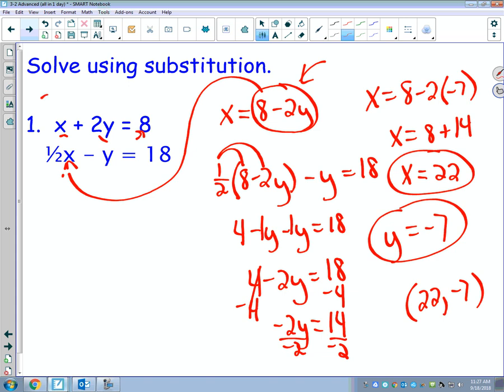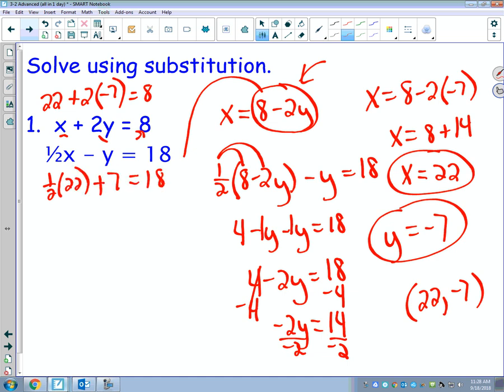If I plug 22 in for x, that would be 2 times negative 7. So 22 minus 14, does that equal 8? Yeah. Or if you plug it in the bottom one, half of 22 minus negative 7 equals 18. So 11 plus 7 equals 18. So that answer makes both of these true.